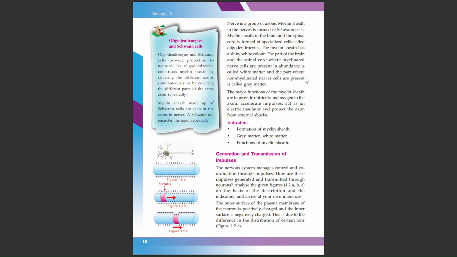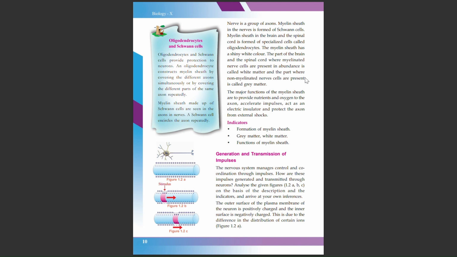So myelin sheath in the brain and the spinal cord is formed of specialized cells called oligodendrocytes. The brain and the spinal cord are the central nervous system, right? So you have to protect the brain and the spinal cord should be well protected. So they are very special. The myelin sheath of the brain and the spinal cord is very special. So they are formed from the oligodendrocytes.